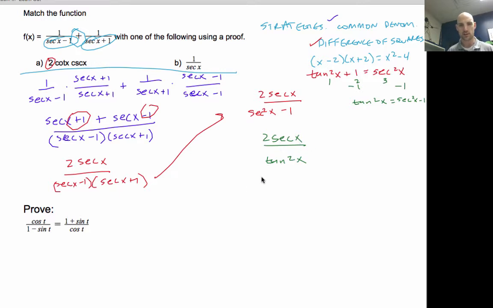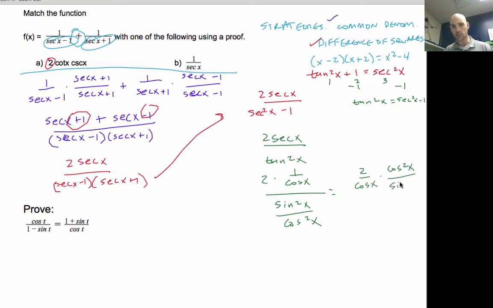Now I'm going to rewrite in terms of sine and cosine. So 2 times 1 over cosine x over sine squared x over cosine squared x. And so I'm going to rewrite, because this is actually equal to 2 over cosine x times cosine squared x over sine squared x. Right? Multiplying by the reciprocal is the same as dividing by a fraction. And so I'm left with 2 cosine x over sine x, sine squared x.